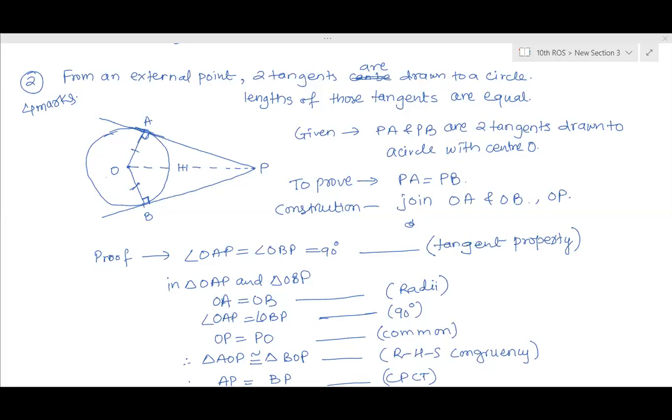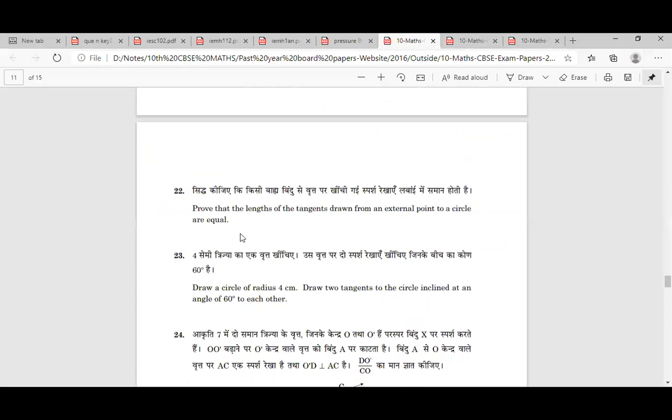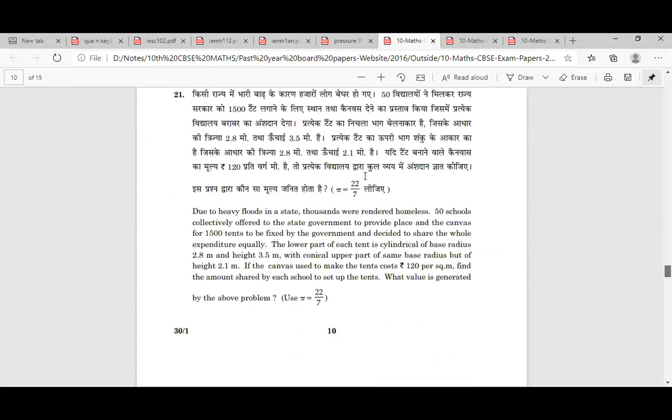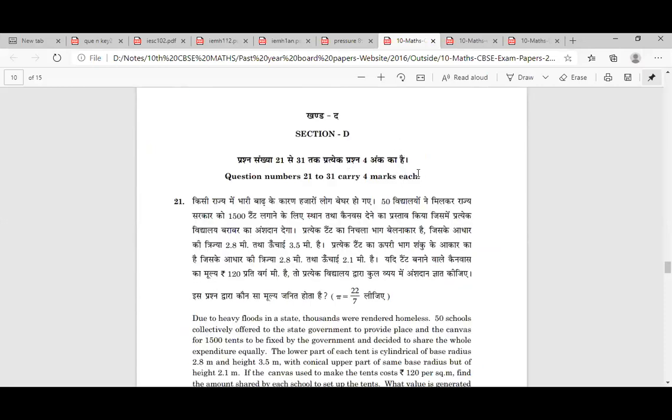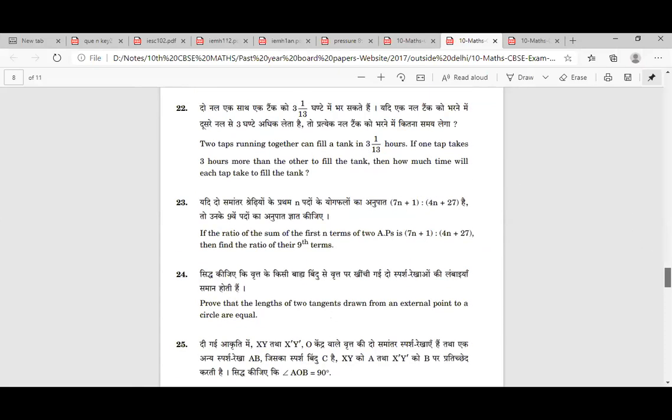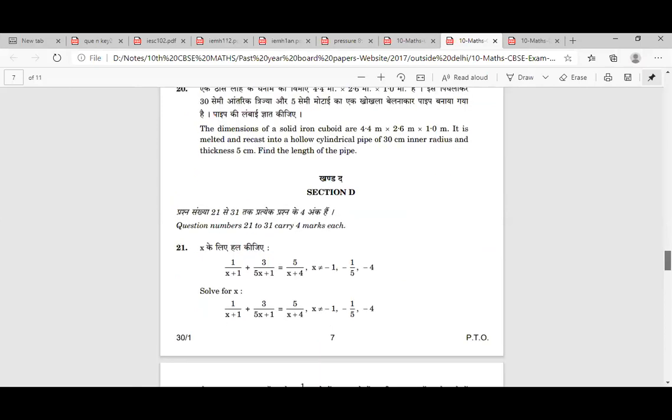ma'am. Now you can see here the same question is asked. This is the 2016 question paper. Prove that the lengths of the tangent drawn from an external point to a circle are equal. For how many marks? Section D, 4 marks each. This is the 2016 paper. This is 2017. Prove that the lengths of the two tangents drawn from an external point to a circle are equal. How many marks? Section D, 4 marks.